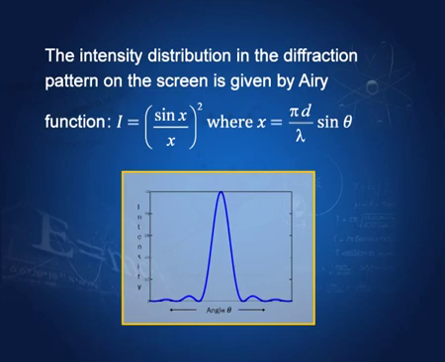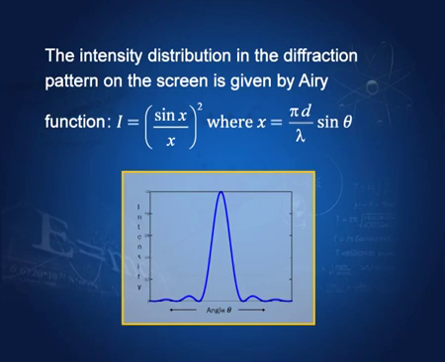and the intensity, we shall not derive this relation, but the intensity of the diffraction pattern is found to be the Airy function. The Airy function is the square of sin x by x, where x is pi d sin theta by lambda. This is nothing but the phase difference. So, the intensity distribution is the square of sin x by x, where x is this, and if I plot this as a function of theta, I get this.